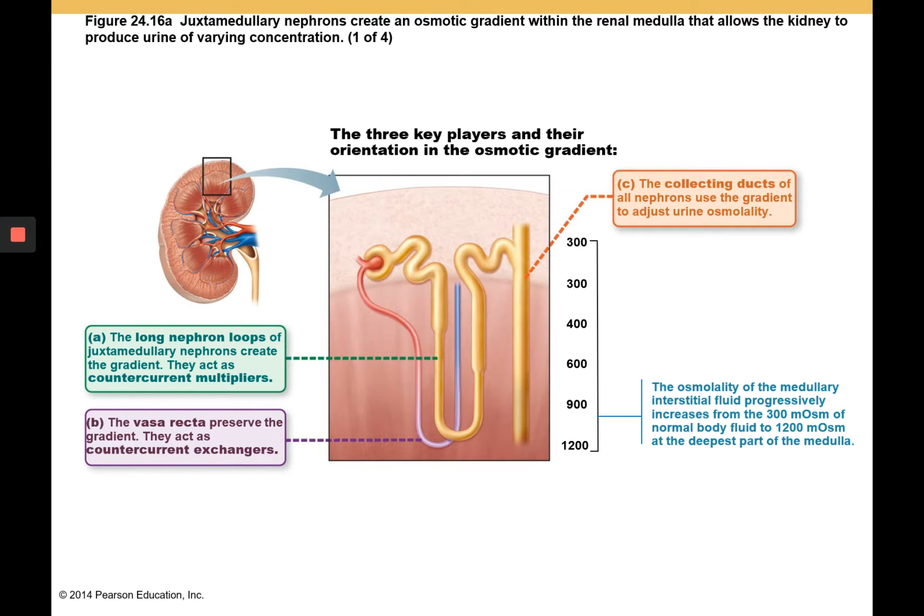So we're looking again at juxtamedullary nephrons, how they create an osmotic gradient in the renal medulla, and the things they're using to do that are these key players. The long nephron loops of the juxtamedullary nephrons, the vasa recta of juxtamedullary nephrons, that's the countercurrent exchanger, and the collecting ducts that are near or adjacent to the distal convoluted tubule of juxtamedullary nephrons. We can even see here on the right, they're showing us that osmolality gradient of 300 to 1200 milliosmoles.